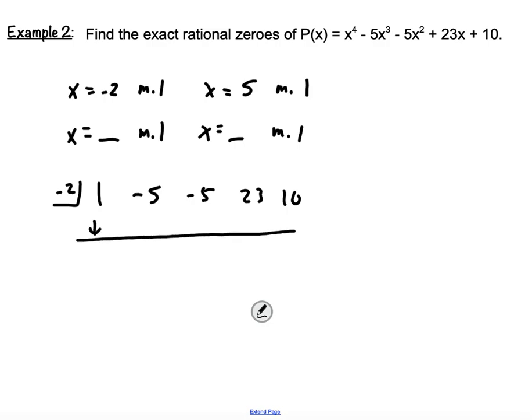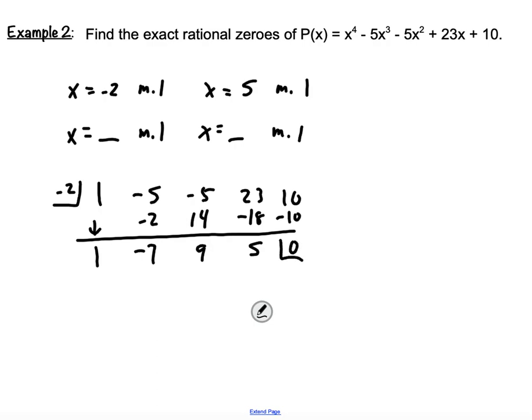So bring down the first term. Take that first term of 1 and multiply by what's inside the box, which is a -2. Add those together, you get negative 7. Take negative 7, multiply by what's in the box. Add them together, you get 9. Take 9, multiply by what's in the box, negative 18. Add together, we get 5. Take 5 times negative 2, we get negative 10. Add together, we get 0.